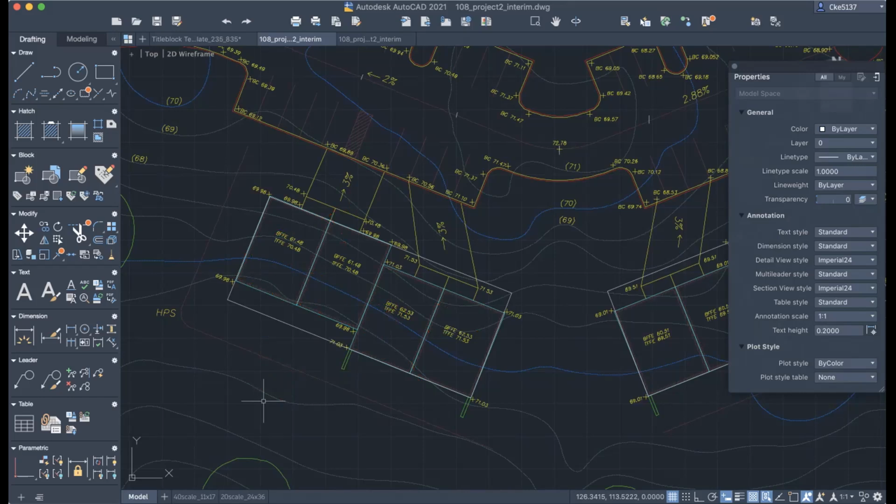Okay. Now we got rid of all the markings. So let's check. You have a BC equal to 70.36, and this is pretty low.